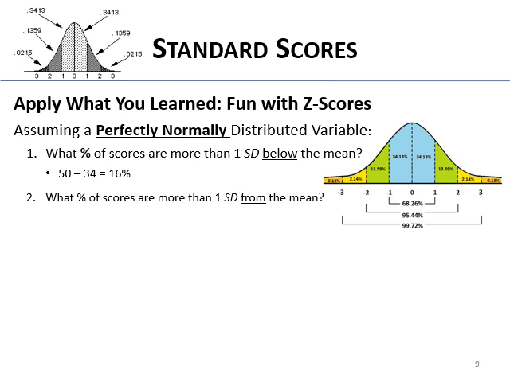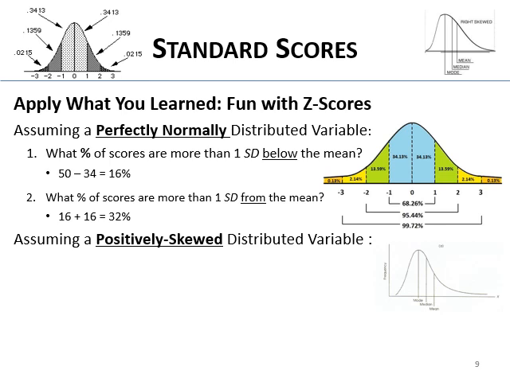This is different. Notice that the word underlined is from the mean. What percent of scores are more than one standard deviation from the mean? Well, from is not below or above. From is either direction. So that's going to be the orange, yellow, and blue on both sides of this distribution, right? The easiest way to answer it is 16 plus 16, using the answer we got in the last one, which gives you 32%. 32% of scores are either one standard deviation below the mean or one standard deviation above the mean, which is one standard deviation from the mean.